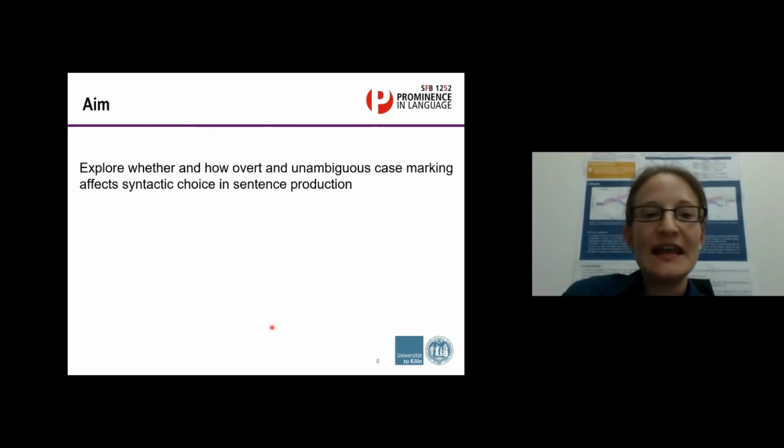So our study aimed to explore whether and how overt and unambiguous case marking affects syntactic choice in sentence production. The necessity to overtly case mark the characters in a scene as subject or object might affect sentence planning, as it requires prior planning of the syntactic structure of the sentence to be produced. If there is no such need because case marking of subject and object is ambiguous, speakers may opt for a different strategy in sentence planning.